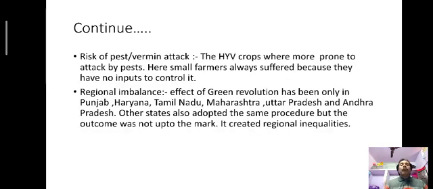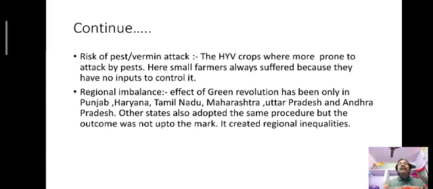Now come to the next point, risk of pest or vermin attack. Vermin means, sorry, not insecticides, insects attack. Okay, so as we know, the farmers started to implement high yielding varieties of crops, but these crops were more prone to attack by pests. Here, small farmers always suffered because they had no inputs to control it.